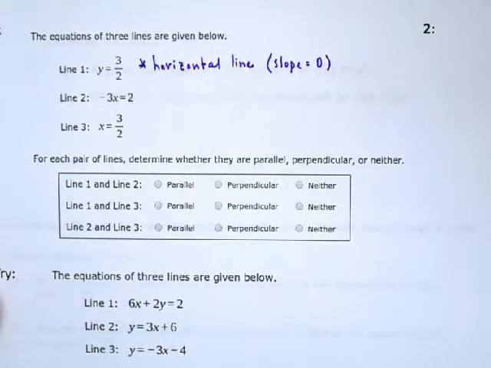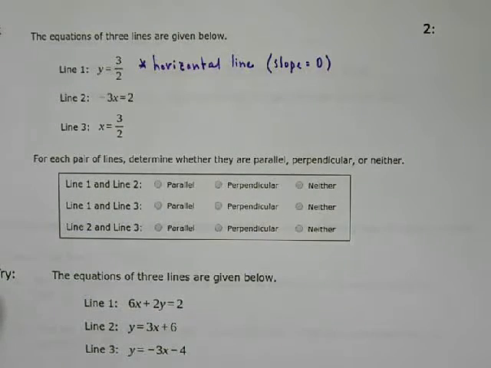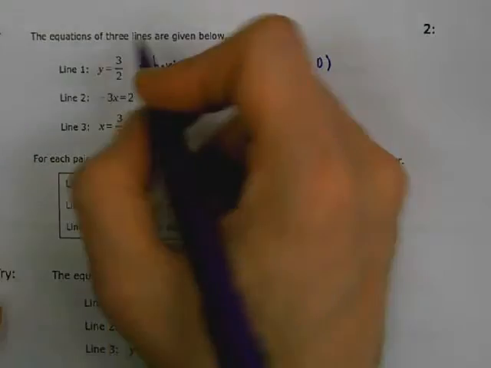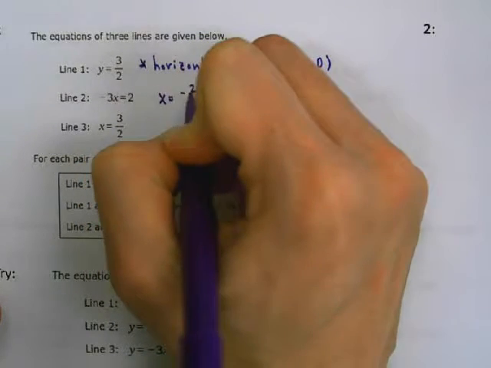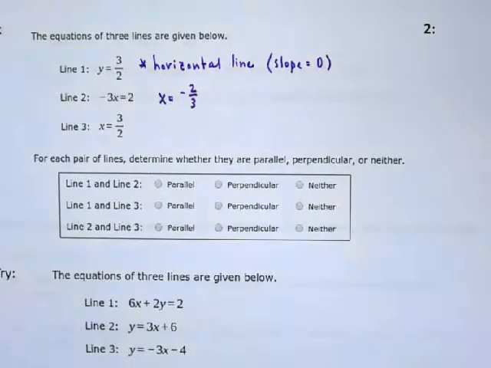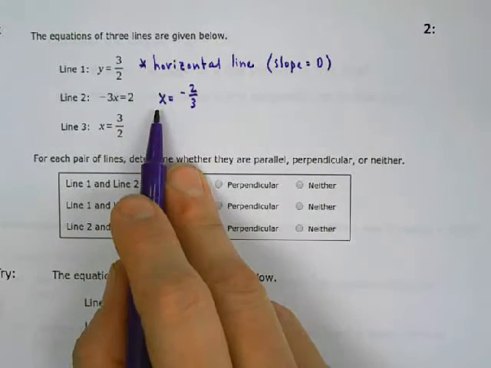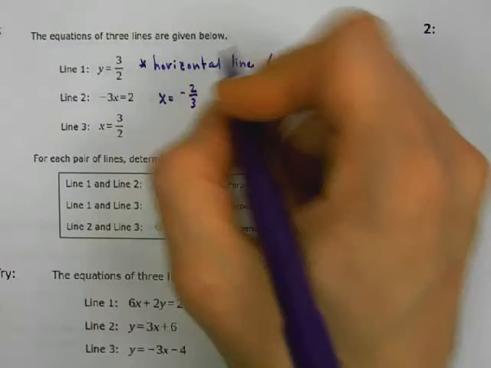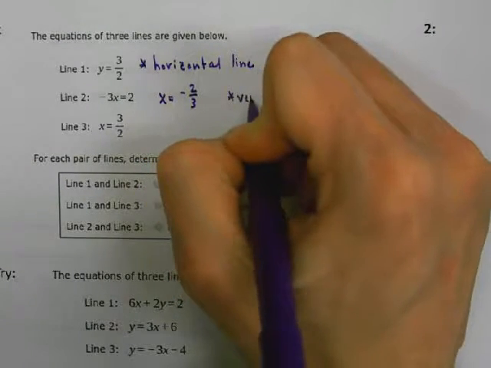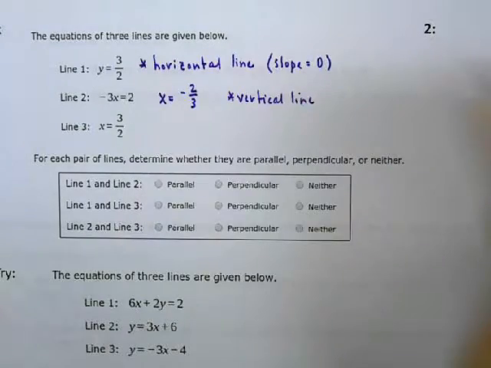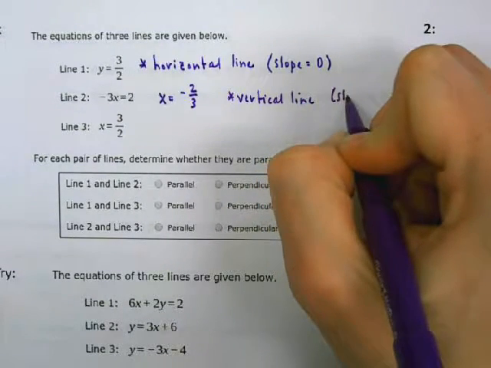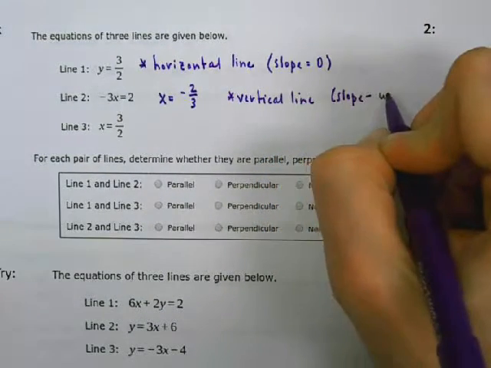Okay, let's look at the next one. Now, my variable's not by itself here, so I'm going to do some quick division. I'm going to divide by negative 3, so I get x is negative 2/3. Now, since I have x equals, this is my vertical line, right? So this is a vertical line. I know that slope is undefined.